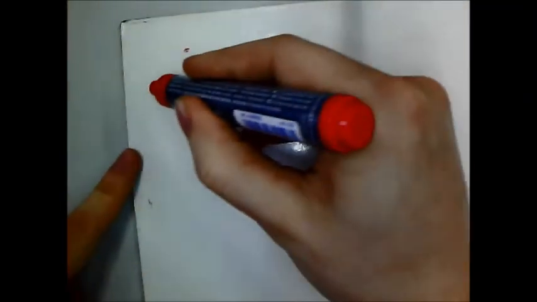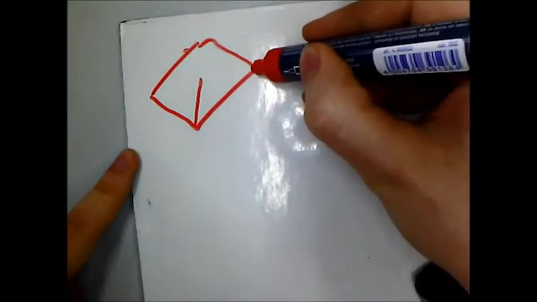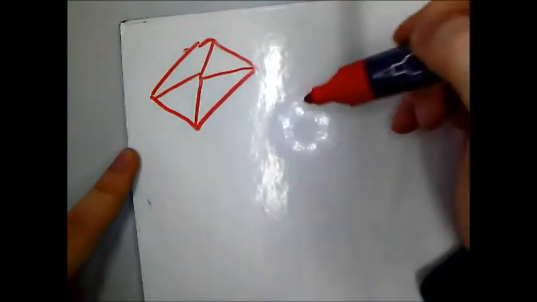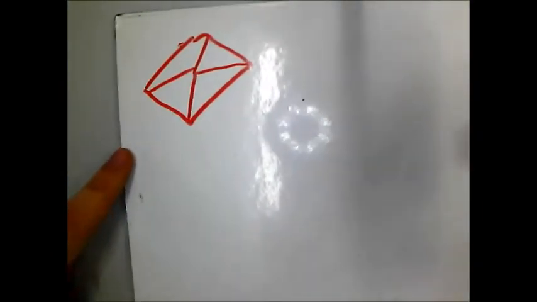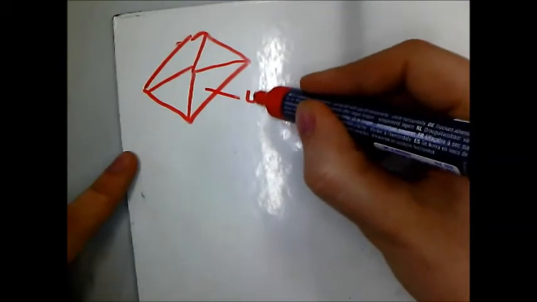Finally, the last question involves a pyramid with a square base area of 400 centimetres squared. I'm not the best at drawing here, but I'll try my best. So here's my very rough pyramid. I know it's not brilliant. And the area of that base is 400 centimetres squared.